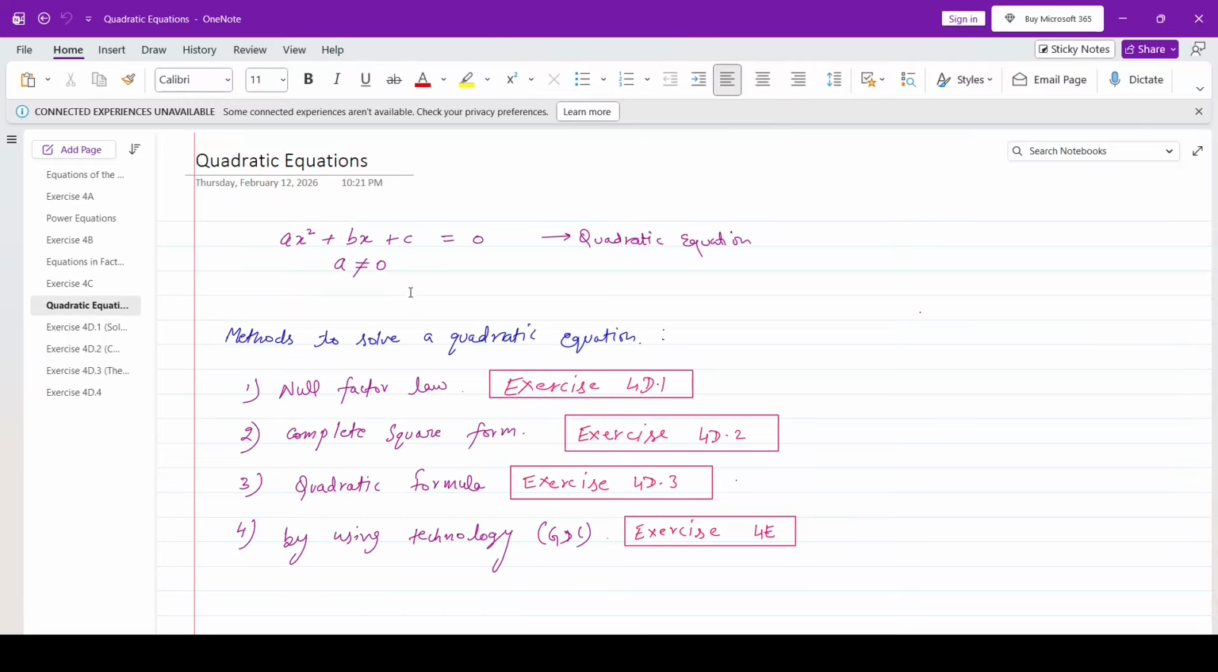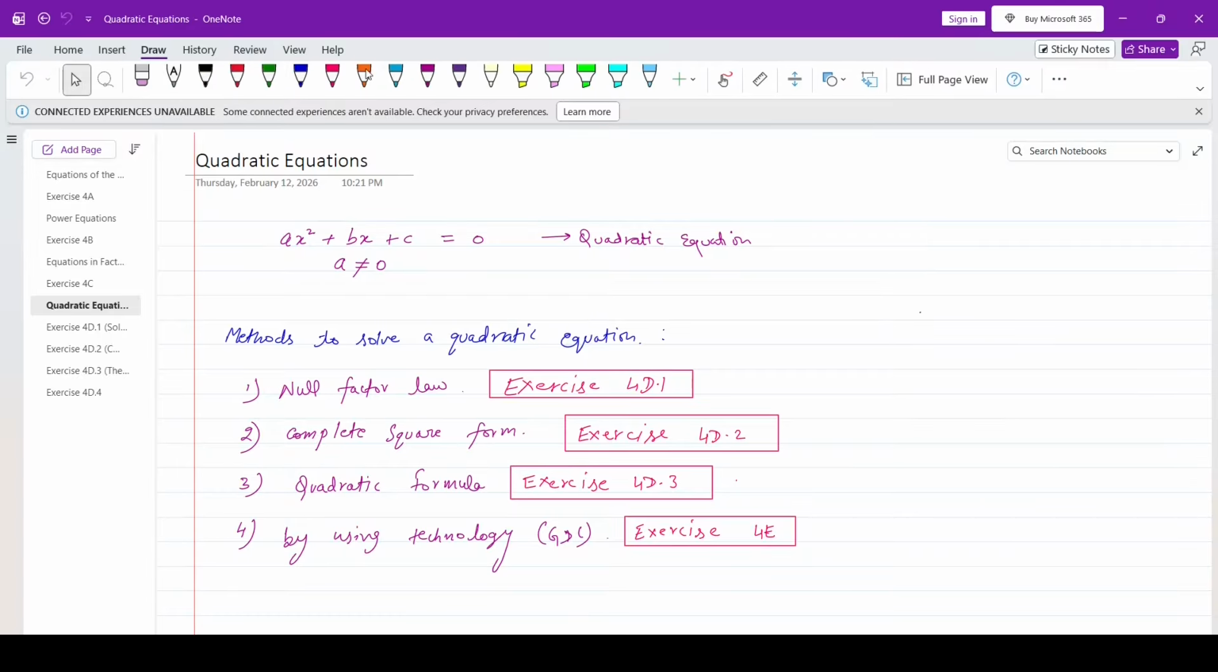So let's take a quick recap of what we have done. When we have an equation in the form ax square plus bx plus c is equal to 0, where a is not equal to 0, this equation is called a quadratic equation. And we discussed that there are 4 methods to solve these types of quadratic equations. First one is null factor law, which we studied in exercise 4D.1. Second one is complete square form, which we studied in exercise 4D.2. Third one is quadratic formula, which we studied in exercise 4D.3. And the fourth one is by using technology, graphics display calculator, which we will study in exercise 4E.